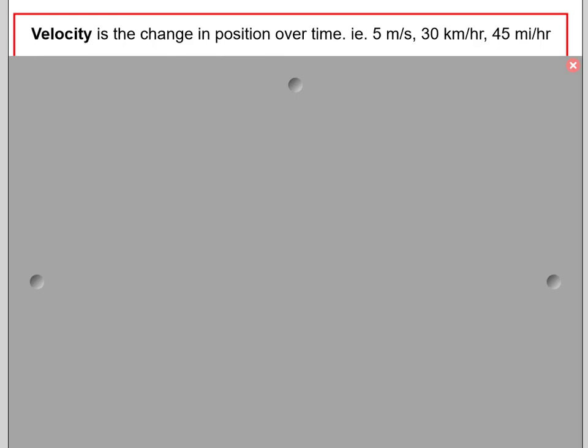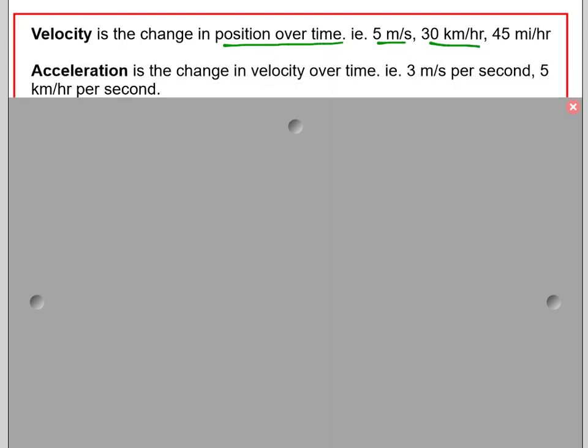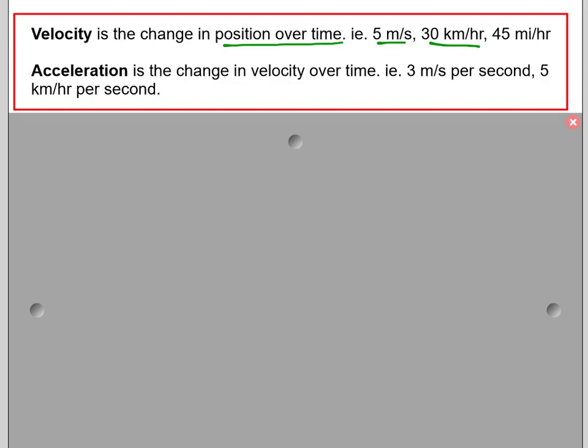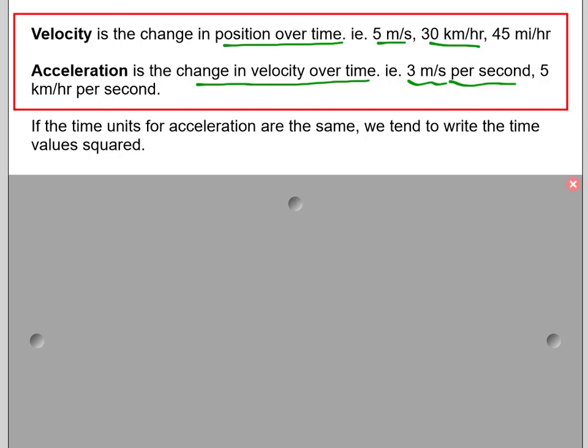Velocity is the change in position over time. So we have 5 meters per second, 30 kilometers an hour. Acceleration is the change in velocity over time. Okay, so velocity is the change in position. Acceleration is the change in velocity. Okay, so you'll notice we can have 3 meters per second per second. We can have 5 kilometers per hour per second. Okay, and we'll explore this a bit more right now.